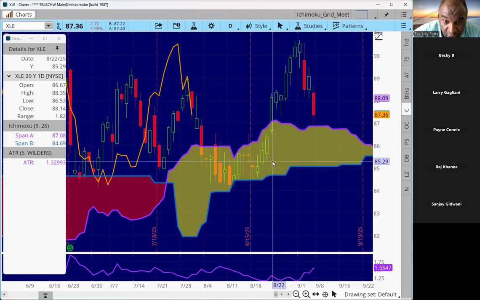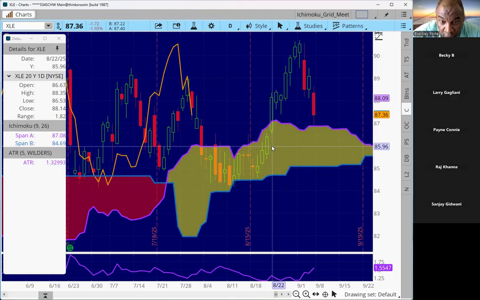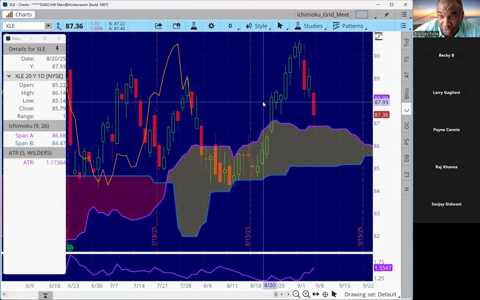Our target is based on the ATR. If you take a look at the data box, the ATR on this day was $1.32. $1.32 on average is how much this ETF is moving every 5 days.